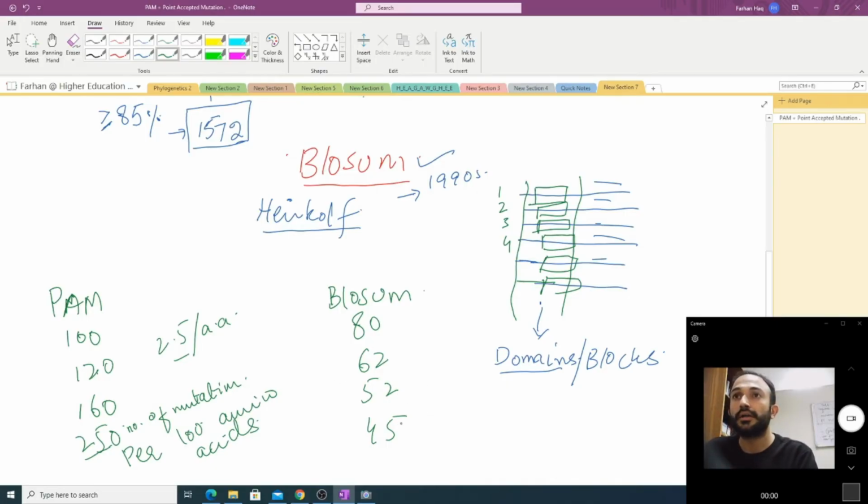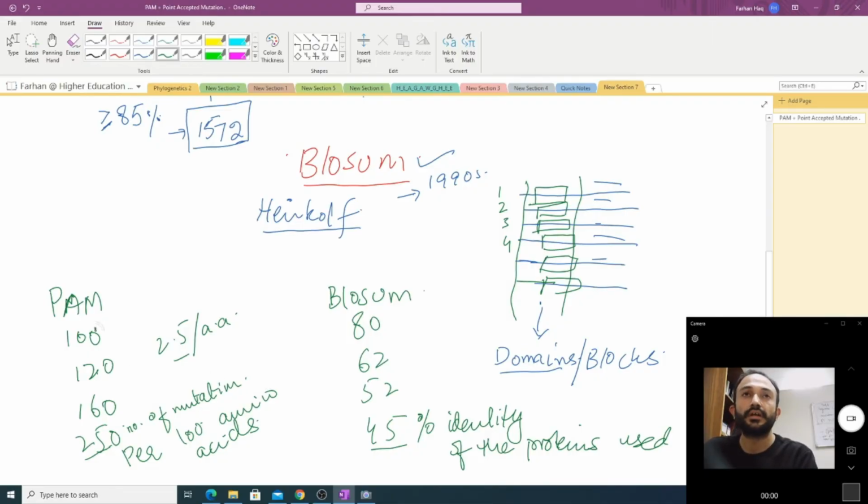For example, BLOSUM 45 means 45% identity of the proteins used. It means that for the sequences we are comparing, there's a possibility of 45% identity. So PAM 100 can be used for more conserved sequences compared to PAM 250, because at 250 the mutation rate is high.